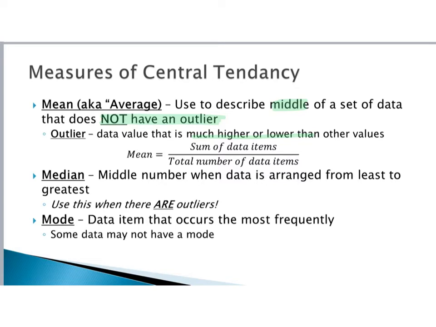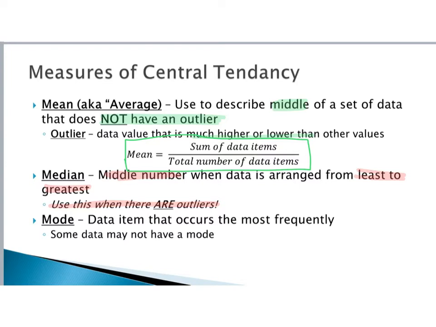Okay, the way we calculate the mean is to take the sum of the data items and divide it by the total number of items. So this right here is a really important formula that you need to know. The median is the middle number when the data set is arranged from least to greatest. Now the thing you want to keep in mind with the median is this is when we want to use it with outliers.